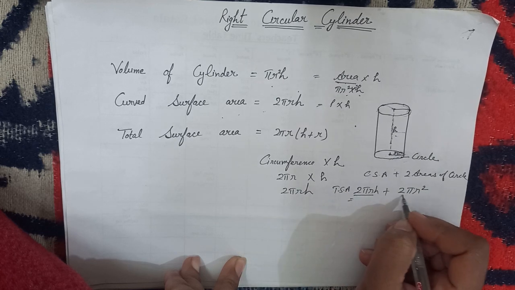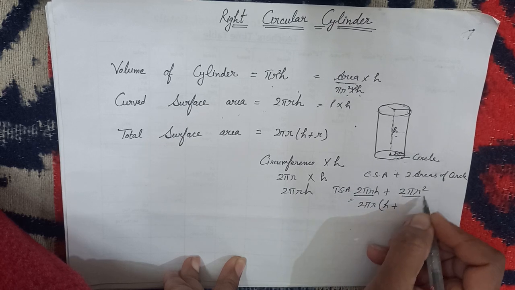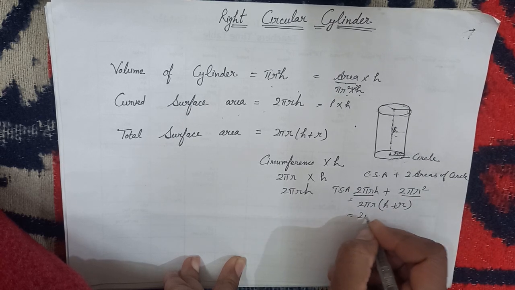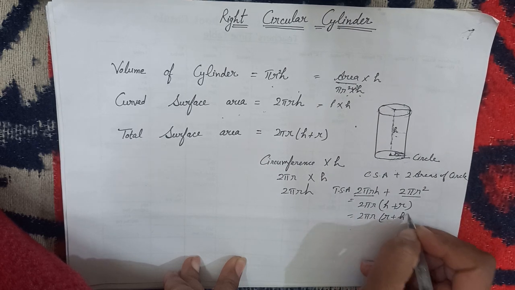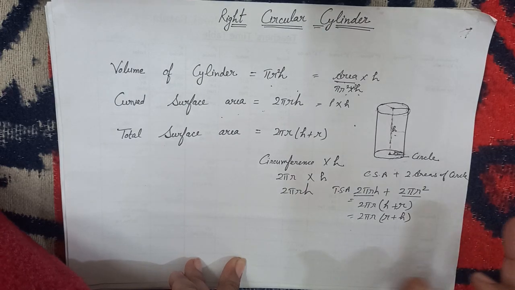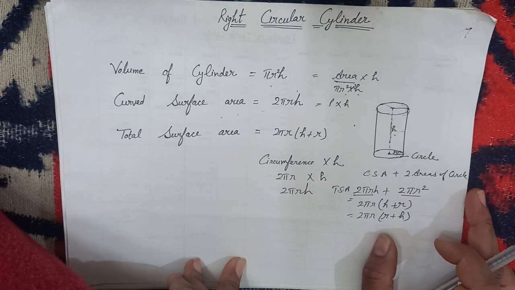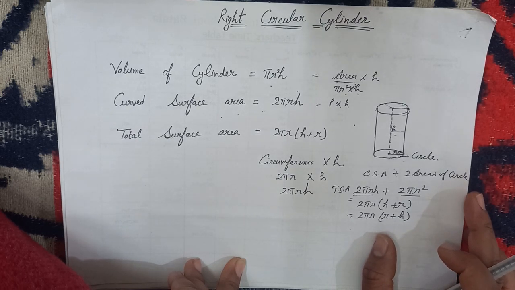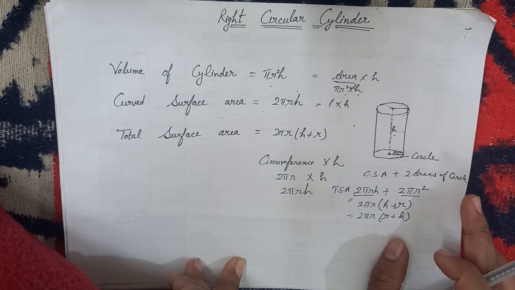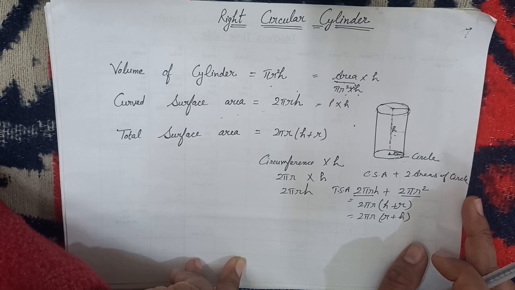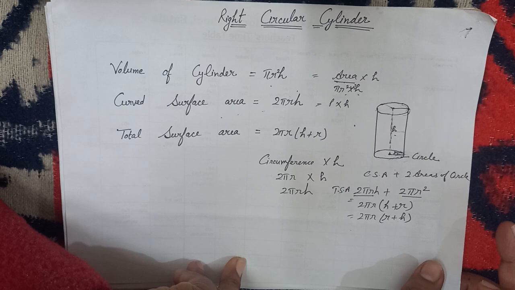Now as we can see, 2 pi r is common. There we are left with h and there we are left with r. So our formula is, both ways it is correct. You can write h plus r also, you can write r plus h also. Okay ji. So these are the basics of the cylinder that we will now use in applications. Now let's start with an easier one, and we will learn how to use these formulas to solve our problems. Let's do the questions now.